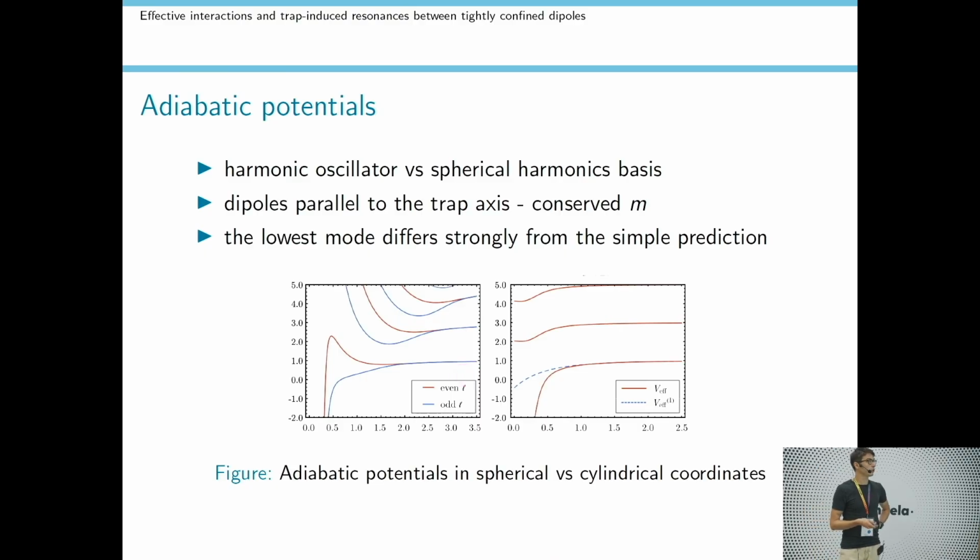So this is the picture which gives you a nice intuition that there will be corrections due to higher modes, also for dipoles, and that they can be finite ranged, because here the axis is the transverse length scale of the harmonic oscillator. So you can see that already at like half of this length scale, these potentials start to differ.